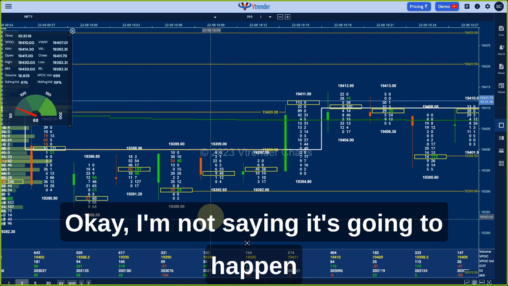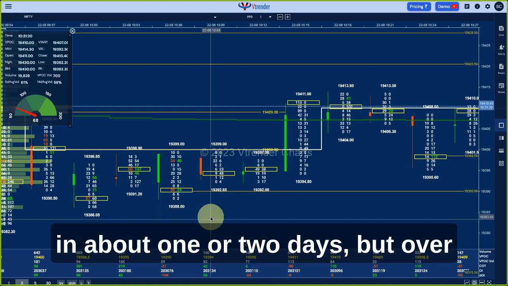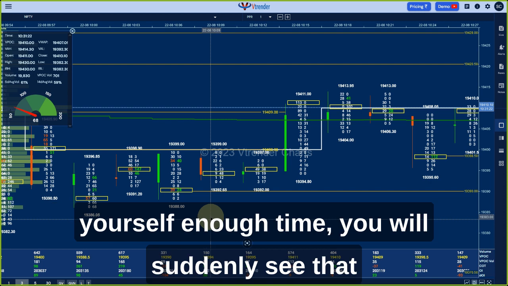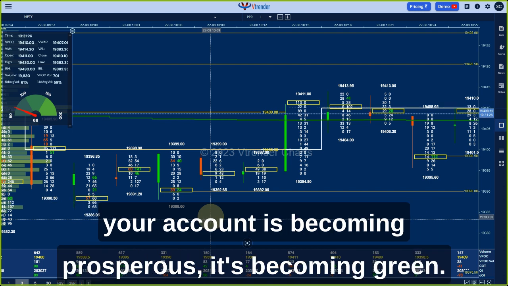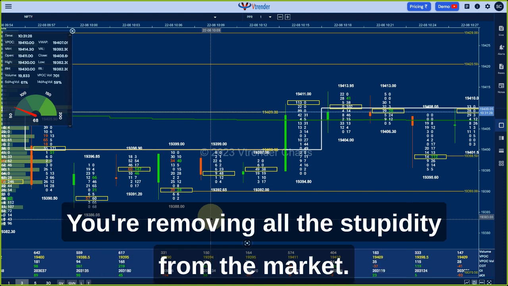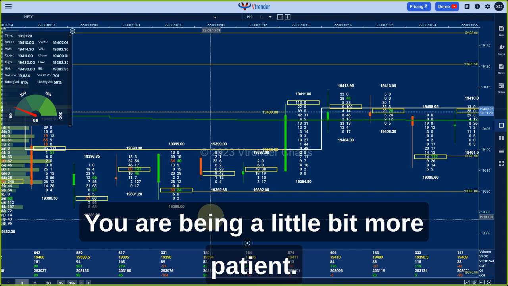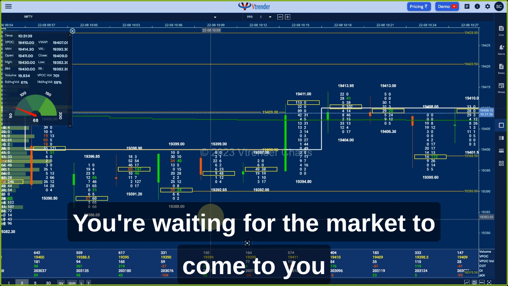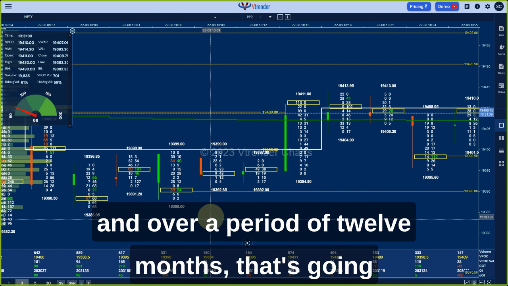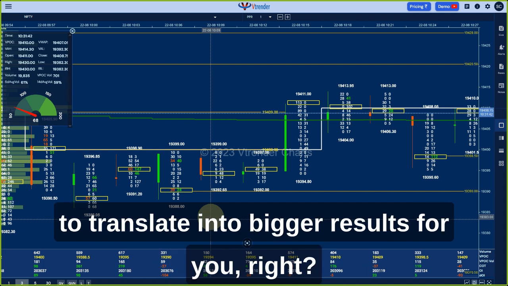I'm not saying it's going to happen in 1 or 2 days, but over the period of 12 months, if you give yourself enough time, you will suddenly see that your account is becoming prosperous, it's becoming green. You're removing all the stupidity from the market, you're taking more intelligent trades in the market. You're being a little bit more patient, you're waiting for the market to come to you, and over a period of 12 months, that's going to translate into bigger results for you, right?